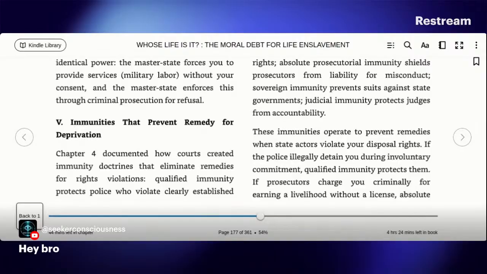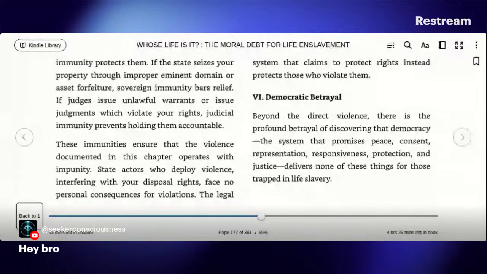If the police illegally detain you during your involuntary commitment, qualified immunity protects them. If prosecutors charge you criminally for earning a livelihood without a license, absolute immunity protects them. If the state seizes your property through improper eminent domain or asset forfeiture, sovereign immunity bars relief. If judges issue unlawful warrants or issue judgments which violate your rights, judicial immunity prevents holding them accountable.